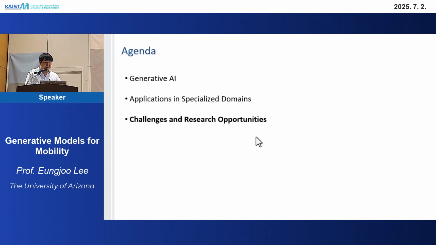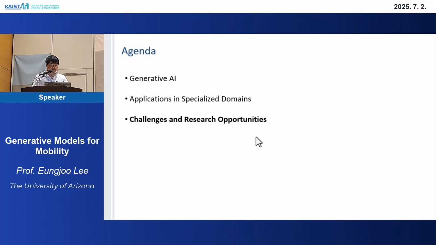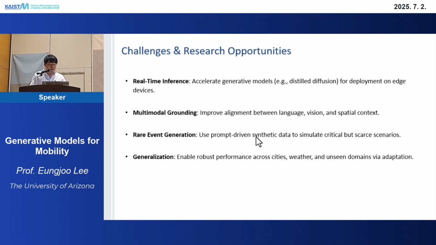So those are some specialized domains or applications. And let's talk about some challenges and research opportunities. Since in mobility application, real-time inference would be very valuable and people are very interested in it. And also multimodal grounding that improves alignment between language, vision, and spatial context would be a key thing that you would like to solve. And rare event generation would be a very interesting topic because people are interested in generating images because sometimes they have limited labels or data sets.